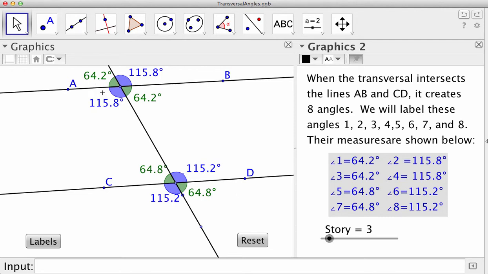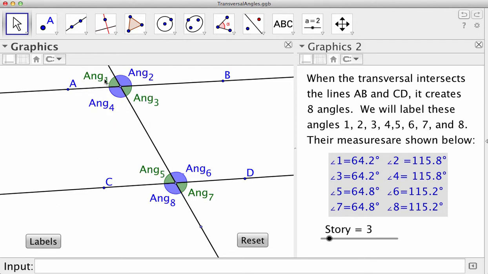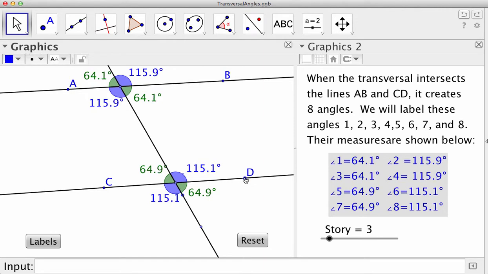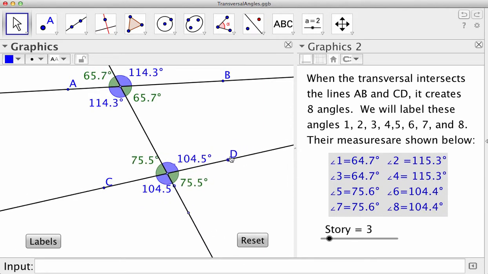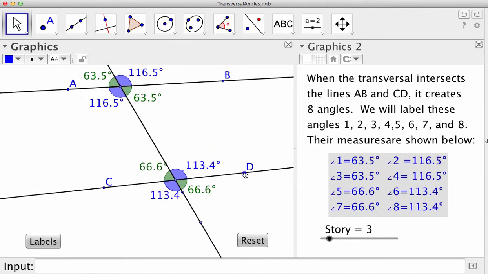When the transversal intersects the lines AB and CD, it creates a total of 8 angles. We will label those angles angle 1, angle 2, angle 3, and angle 4, angle 5, angle 6, angle 7, and angle 8, and their measures are shown below here. We can show either the measures or we can show the names, and you'll see these angle measures change as we move the lines around.